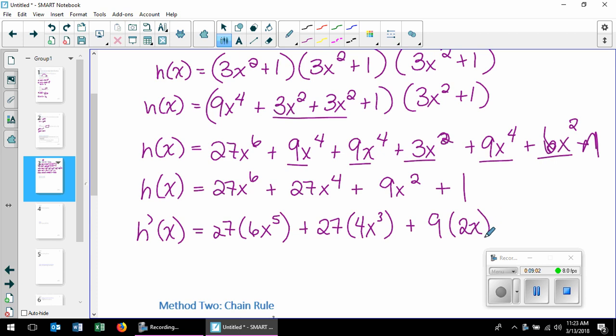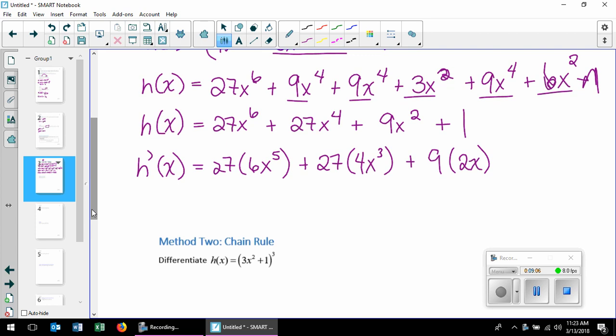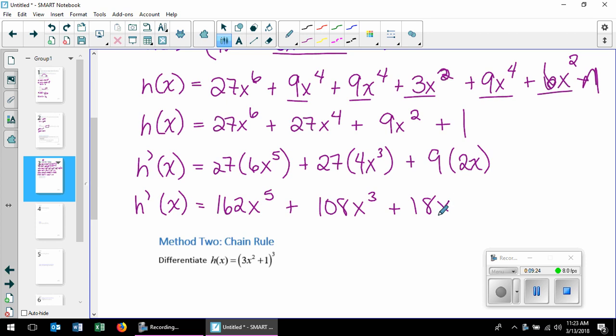What happens to the 1? 0. So if I do all this multiplying, 162 x to the exponent 5 plus 108 x to the exponent 3 plus 18 x. So not terrible, just a lot of math and a lot of potential to make some easy mistakes.